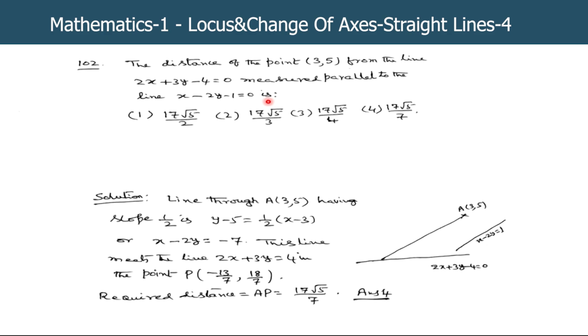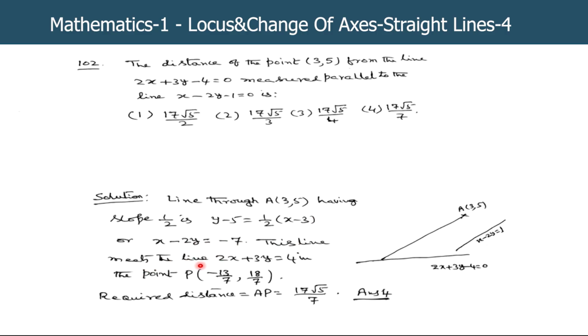So here the line through A, 3, 5, having slope half, because that line must be parallel to the line x minus 2y minus 1 equal to 0. So y minus 5 is equal to half into x minus 3, which is x minus 2y is equal to minus 7.